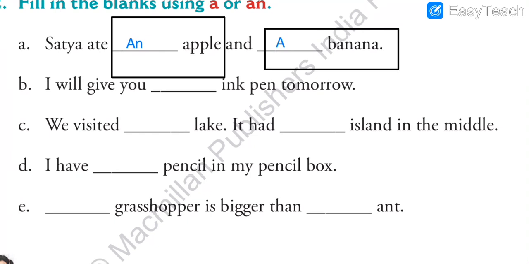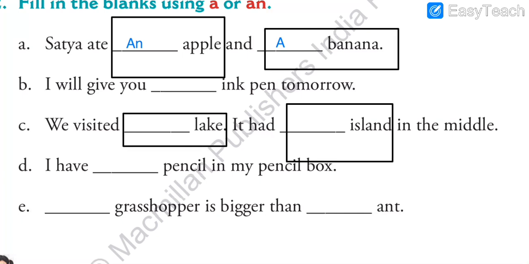Now, we visited dash lake. So what you need to observe, like I said, is the word exactly next to the blank, and in the first blank the word is lake, and next to the second blank the word is island. It is not Island or Iceland, correct? Many of you pronounce it like this. Stop pronouncing it like this. The correct pronunciation for this word is island. It is an island.